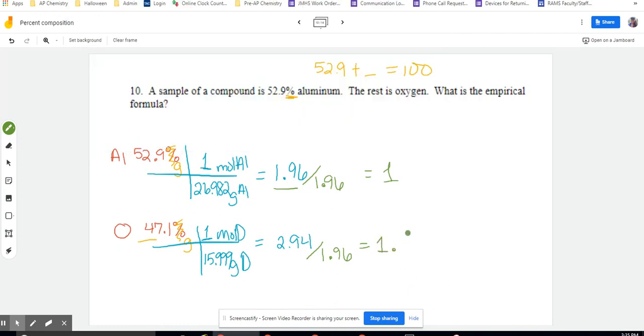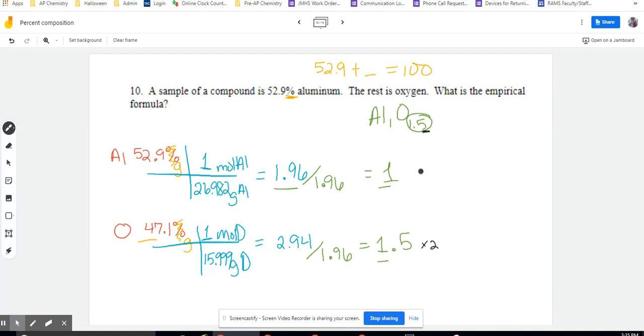So there is that infamous 1.5 thing, that 0.5. Remember, these values end up being subscripts. If we went with just the values we have, we would have aluminum 1, oxygen 1.5. This is weird. We don't do that. So this needs to be fixed. What's a way to get rid of the 0.5? That would be to multiply it by 2.